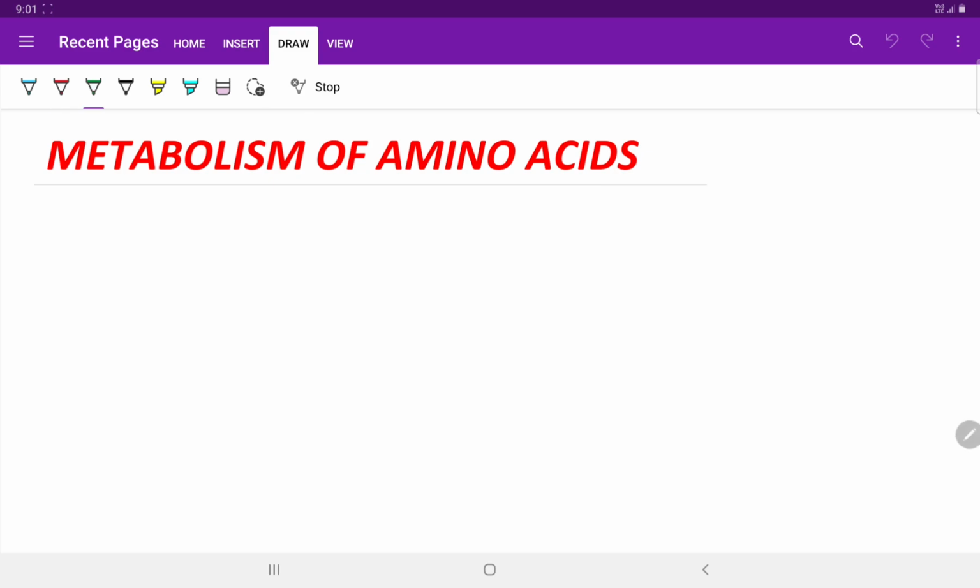The amino acid undergoes certain common reactions such as transamination. We all are familiar with this term. Transamination, that means transfer of amino group from one amino acid to another amino acid, followed by deamination. The deamination reaction is removal of amino molecules or amines, or generally referred to as liberation of ammonia.